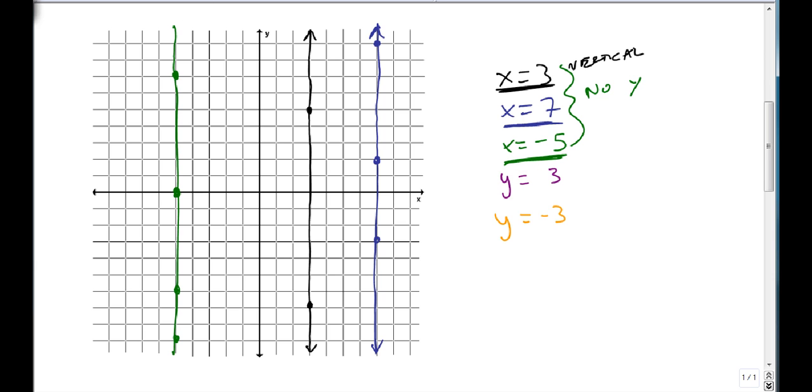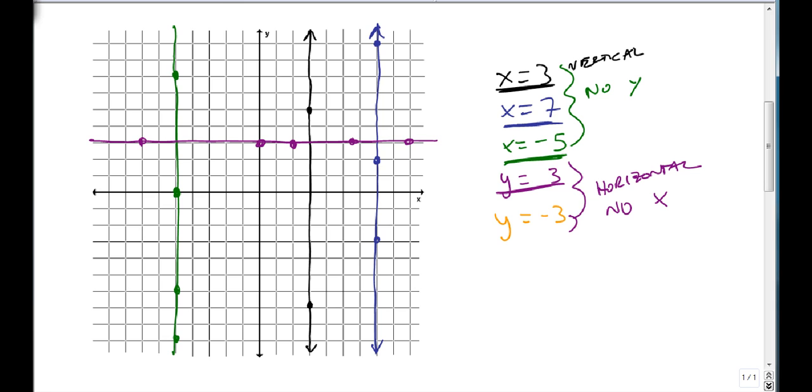Well, what if I don't have an x? What if I have a y? Then no matter what my x is, my y is 3. So that would be (0, 3) works. That's true because it's 3. (2, 3) works. I can come over here, and I can come back here. No matter what I pick, my y is always 3. So I have a horizontal line. So if I just have a y, it's a horizontal line because there's no x.